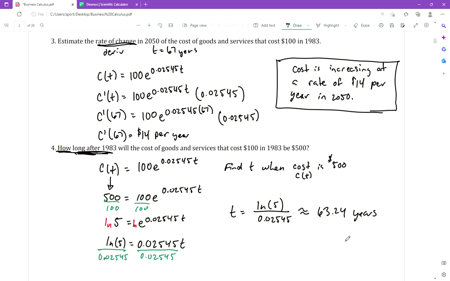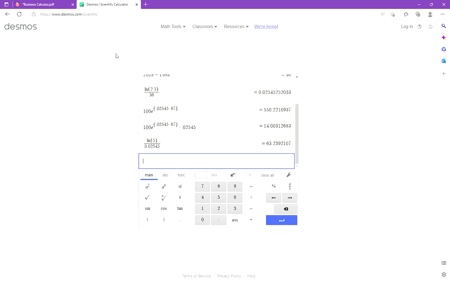Okay, and so let's rewrite our last statement here to finalize it. So it says, well, it does say how long after 1983. And they might want us to round that in different ways. So I'm going to say about 63 years after 1983. Or they might say, well, use an actual calendar year. So let's do 1983 plus 63. So sometime in the year 2046.